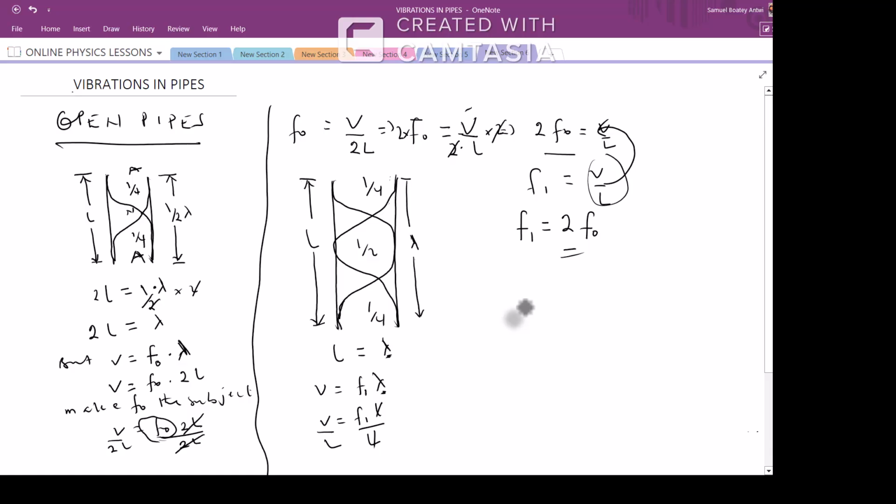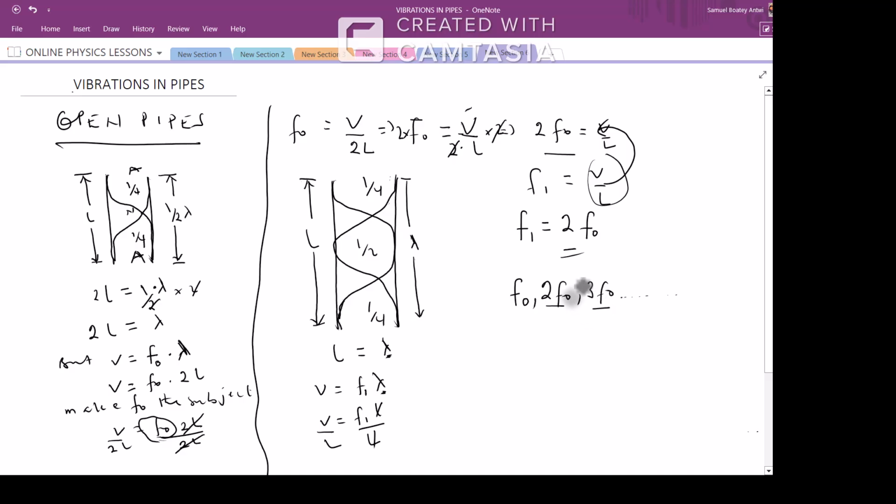It's not too difficult to comprehend. It means that in an open pipe, our first frequency, the fundamental frequency, is followed by our first overtone, which is twice the fundamental frequency, then 3 F naught, in that order. So in an open pipe, we get both even and odd overtones, or even and odd harmonics.